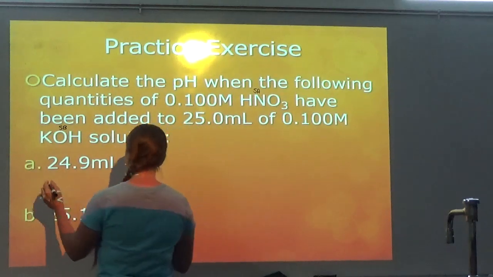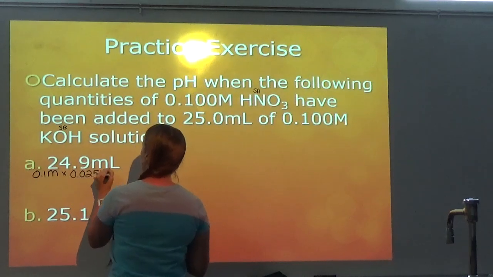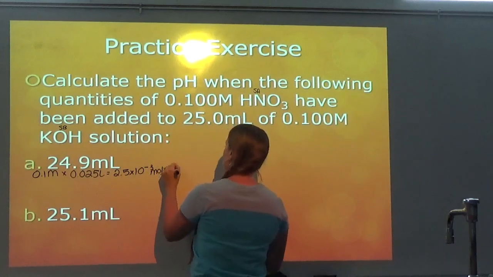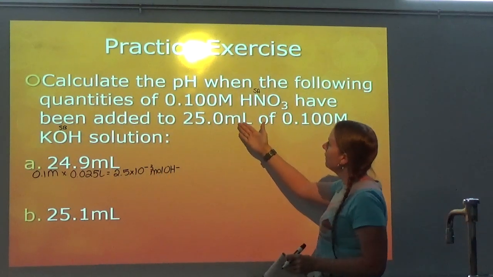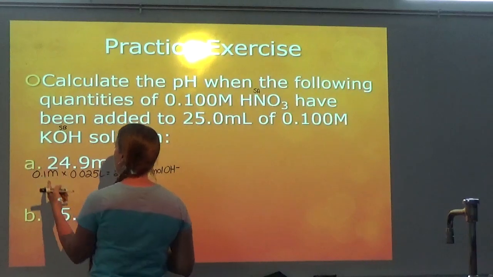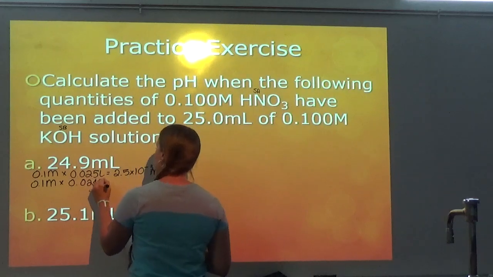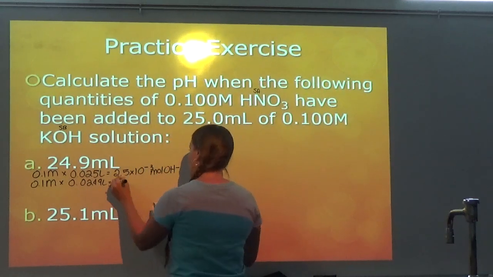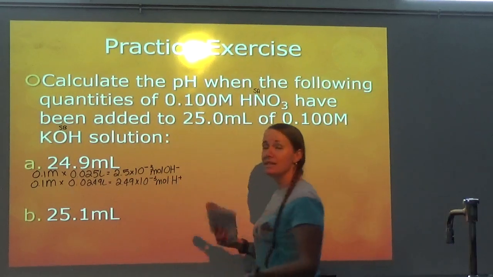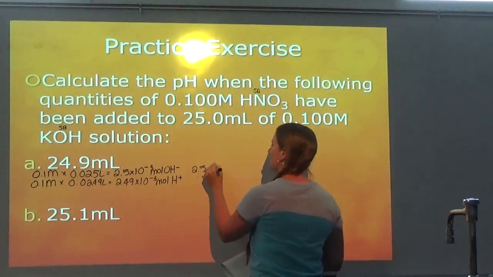So for this one, I said, okay, I got 0.1 molar of my OH minus times 0.025 liters, and I got 2.5 times 10 to the negative 3 moles of OH minus. Okay, so I used the 25 milliliters and the 0.1 molar to get my OH minus. Then I used my 24.9 milliliters, so I did my 0.1 molar times my 0.0249 liters, and I got 2.49 times 10 to the negative 3 moles of H plus. Okay, so then I have to figure out who I have excess of. Well, obviously it's the OH minus, so I just subtract.